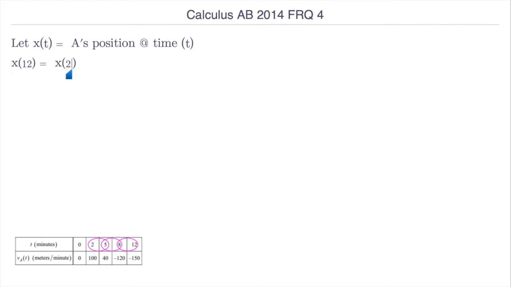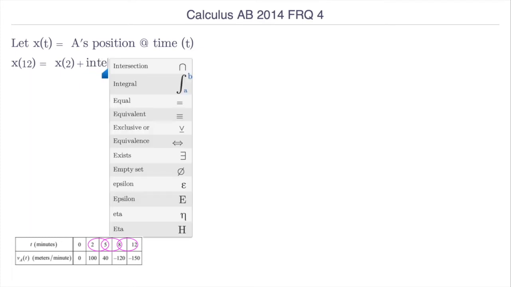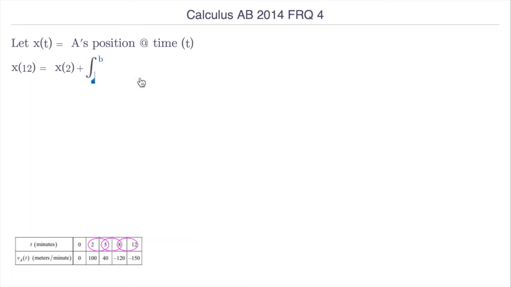So we are trying to find the position at 12 seconds, t equals 12. How we're going to do that is by using the given position at 2 seconds, which is 300, plus the integral from 2 to 12, which is the area under the curve. We're integrating velocity, which is v sub a of t dt, because the integral of velocity is position, which is x of t.